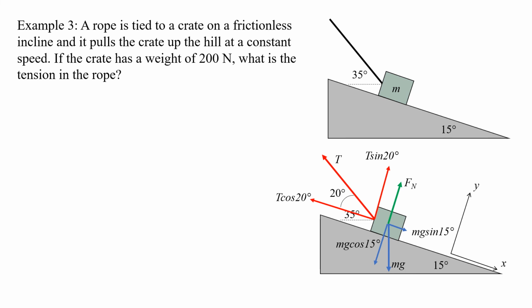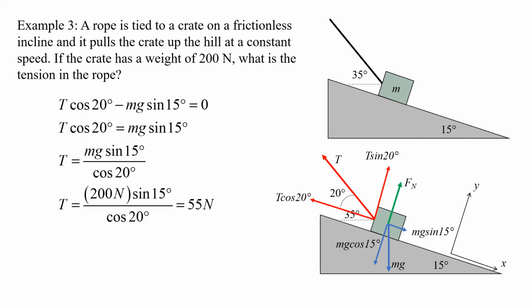Now, since we are in equilibrium, that means the tension force up the hill will equal the weight down the hill, since the sum of the forces in the x direction must be zero, since we have no acceleration. So now we can write our equations.